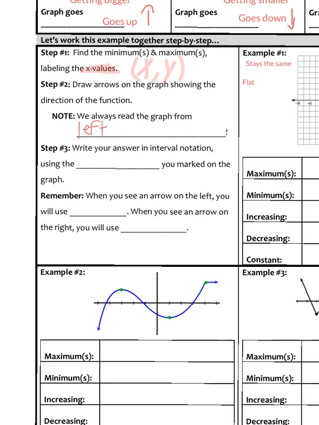Left to right. We are going to be using interval notation, which again, we kind of said this before, but we'll be using the x values. And remember, whenever we have an arrow that goes to the left, we use negative infinity, and the arrow that goes to the right, positive infinity. That's how you want to say it, but we just say infinity.